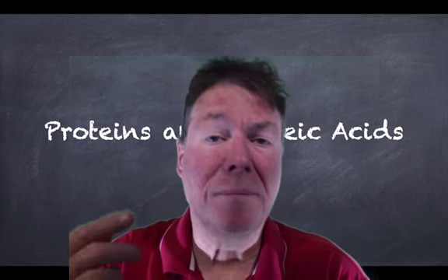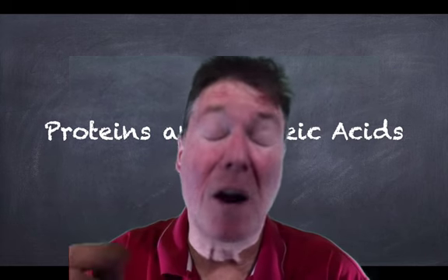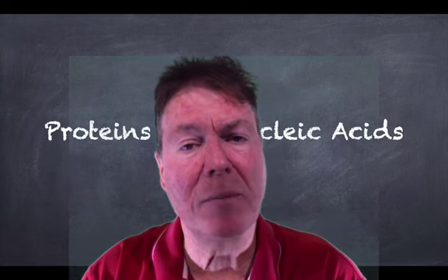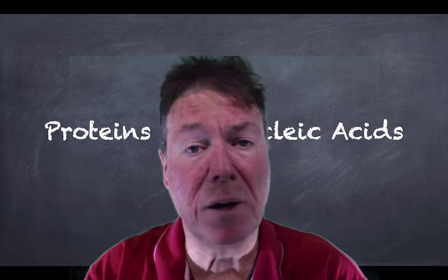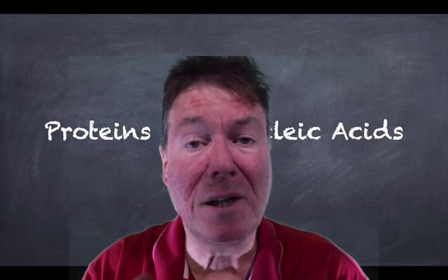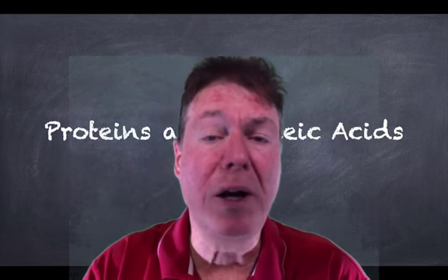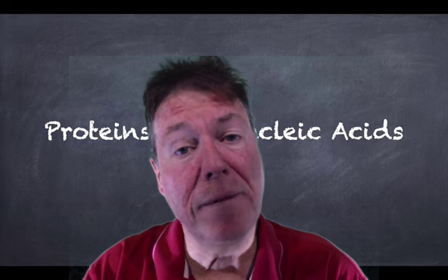Nucleic acids consist of a phosphate group, a 5-carbon sugar, and a nitrogenous base. There are two different types of nucleic acids, DNA and RNA, and one unit, the monomer, is called a nucleotide.